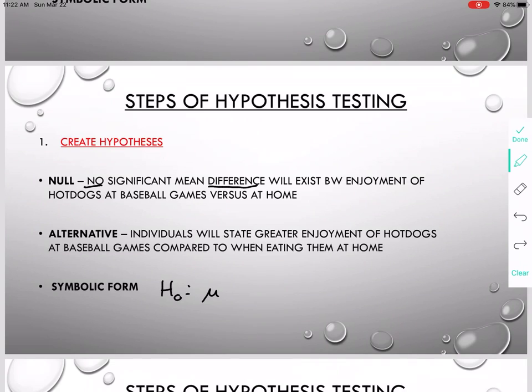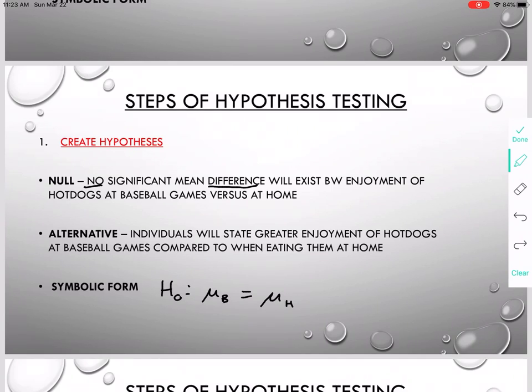Check it out. Even though we're going to be testing a sample, our goal is to make an inference to the population, so we can get away with using our symbol for the population mean. If I was going to do this for my null, it would be the mean of enjoyment at baseball games is going to equal or be the same as the mean of enjoyment at home. So with a null hypothesis, you're saying that there is no difference. In our example, there will be no difference in enjoyment of hot dogs at a baseball game versus eating hot dogs at home. The alternative is going to be they're not equal.